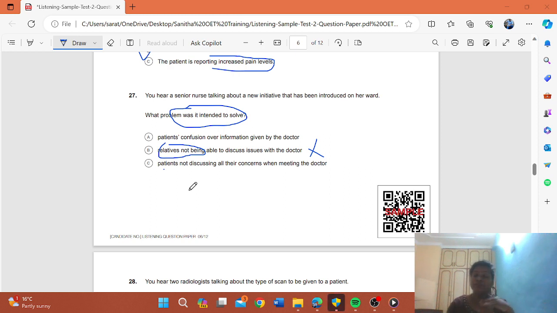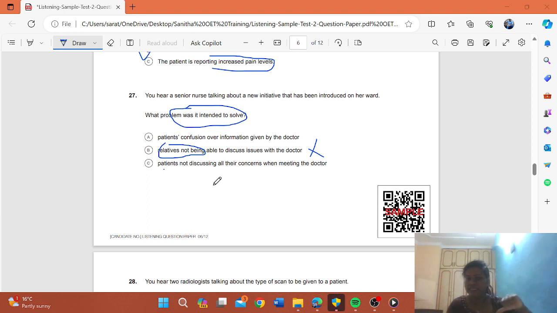Patients used to say they only thought of the things they felt they needed to discuss when it was too late. So that means before that, patients were not discussing all their concerns when meeting with the doctor. So this is the problem they are going to solve. What problem was it intended to solve?